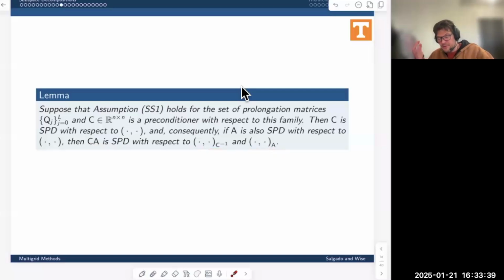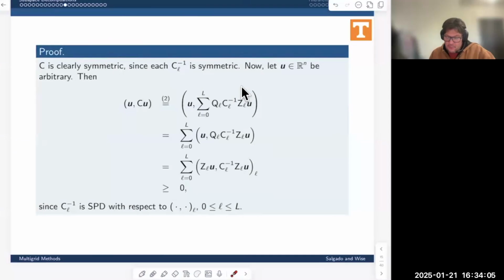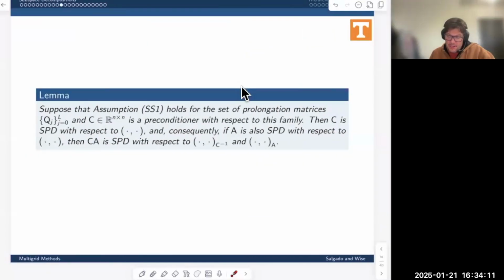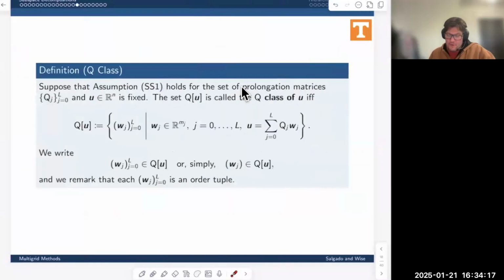And therefore, if it's SPD with respect to some inner product, what we know is that its eigenvalues are all positive. It has a basis of eigenvectors. That is, the space has a basis of eigenvectors for this product matrix. And basically, the spectral decomposition theorem holds with respect to that. Okay, so again, we're not going to prove that. We proved this last semester, and it follows from the fact that we're assuming that this property SS1 holds. You can go through that if you would like to refresh your memory.